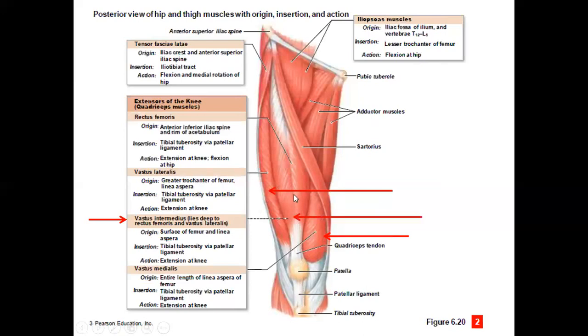Remember, tendons attach muscle to bone. Ligaments attach bone to bone. So this patellar ligament attaches this whole connective tissue structure to the tibial tuberosity in the tibia. And when the quadriceps muscles contract, you extend your knee. So go ahead and extend your knee way out and feel those quadriceps doing their job.